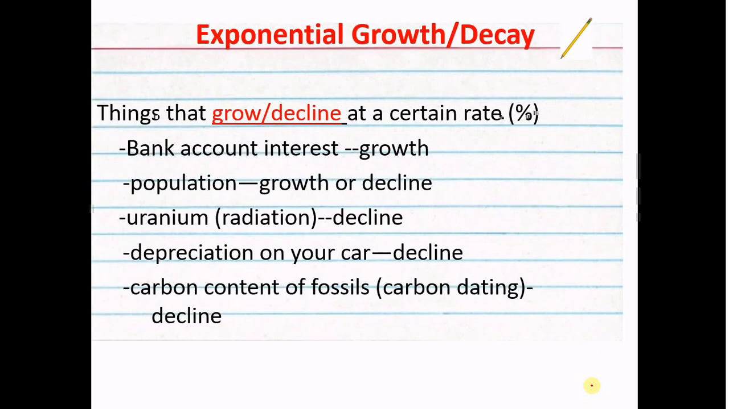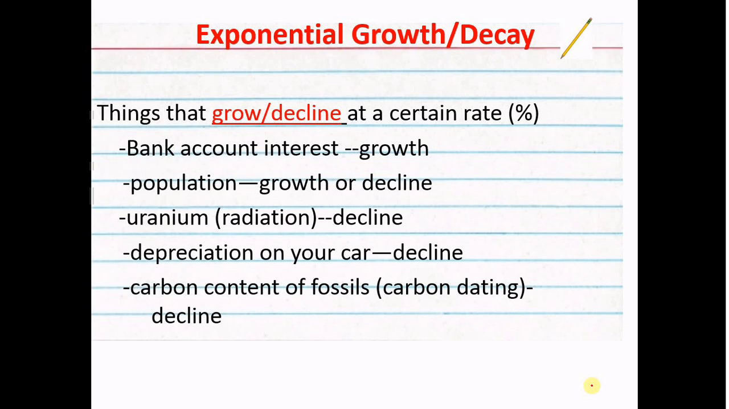Exponential growth. It's amazing how fast stuff can grow. And you see it every day. Bank accounts: if you have a savings account, that is exponential growth. It grows over time. Your interest grows. Population: you hear it all the time about how Bismarck's growing and expanding. Or uranium, that's how radiation declines.